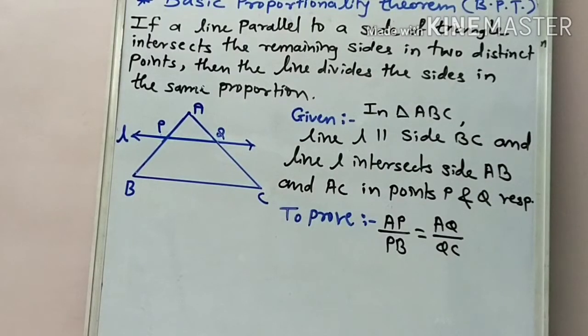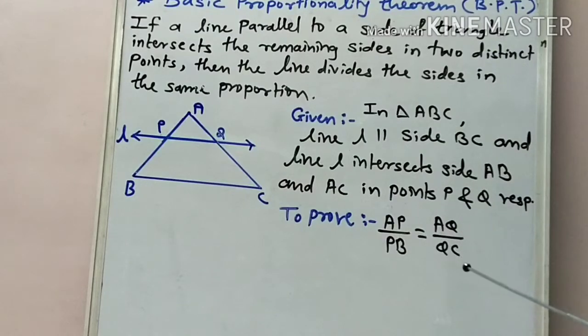Now to prove this, we use the properties we learned in the previous lecture. The ratio of the areas of two triangles is equal to the ratio of the products of their bases and corresponding heights. And if the two triangles have equal heights, then the ratio is equal to the ratio of the corresponding bases. Okay, so as we observe, what we have to prove is AP upon PB equal to what?